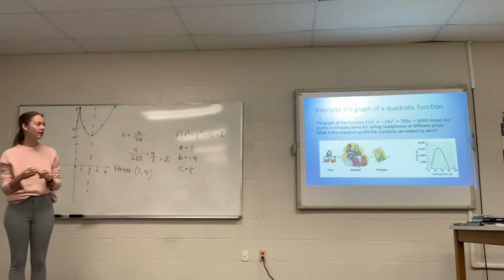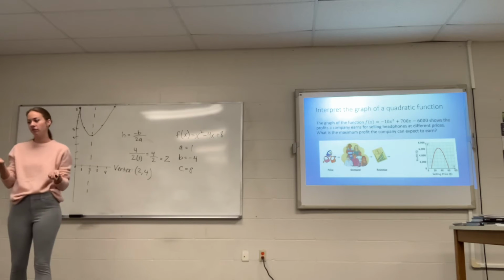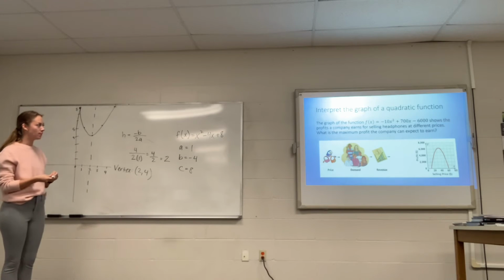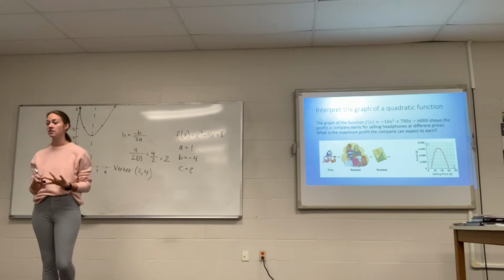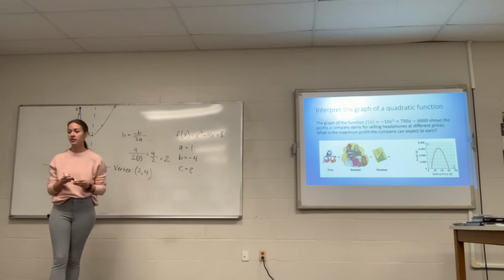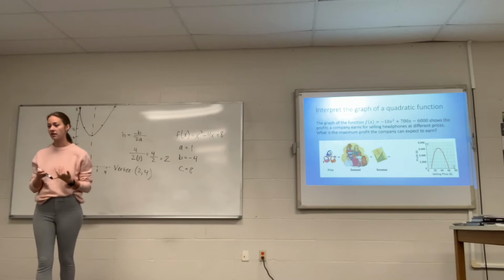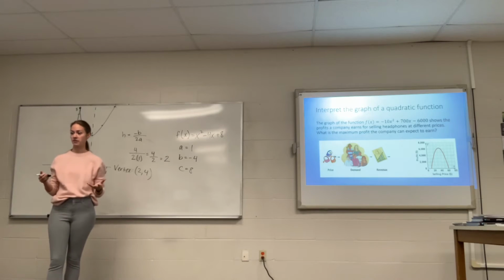All right, so if you go ahead and change slides, now we have kind of a word problem. It says the graph of the function, negative 10x squared plus 700x minus 6,000, shows the profits a company earns for selling headphones at different prices. What's the maximum profit the company expects to earn?